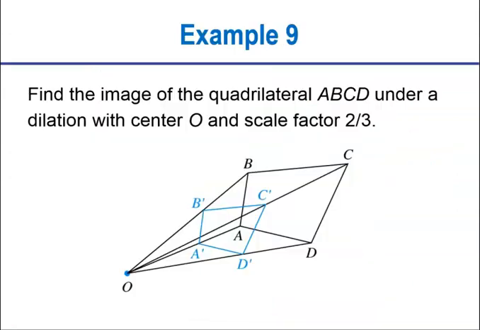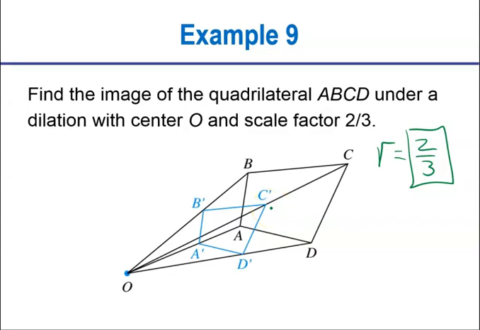Now here we go. We've got: find the image of the quadrilateral ABCD under a dilation with center O and scale factor 2/3. So here we go again. We have an R value of 2/3, a proper fraction, between 0 and 1. Therefore, our blue image is our dilation. Our image got smaller, right?